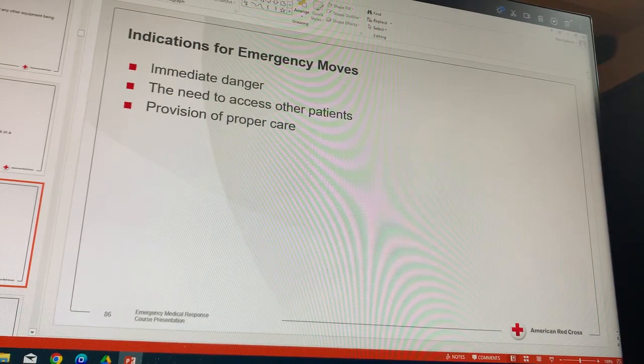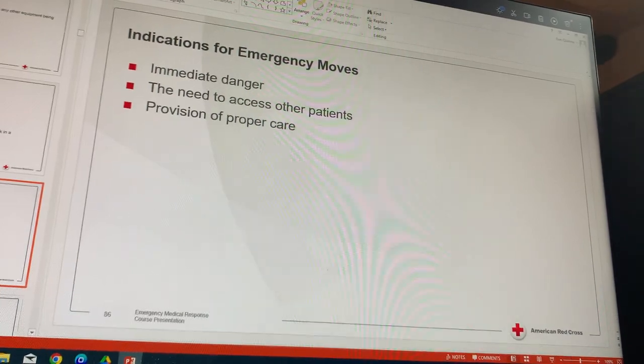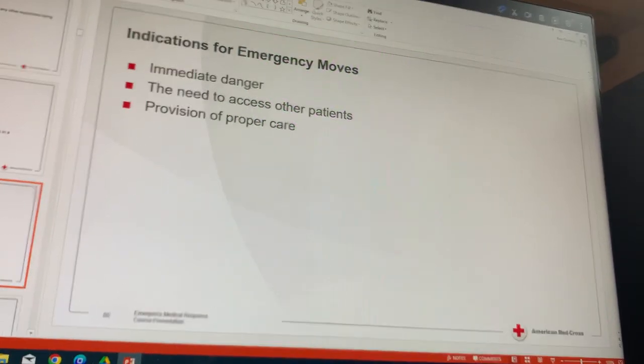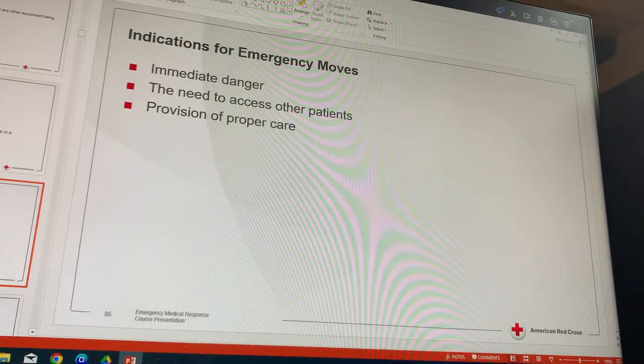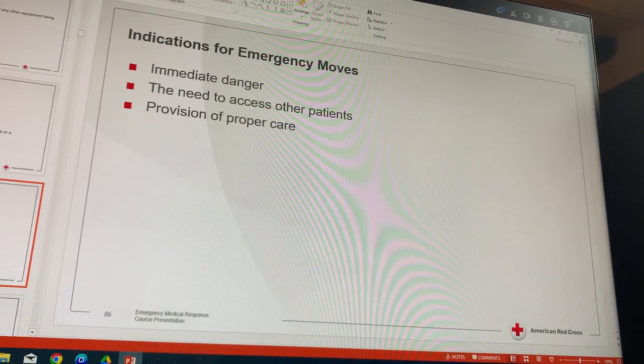Avoiding immediate danger. Danger to you or the patient from fire, close proximity of explosives, or other imminent hazards, lack of oxygen, risk of drowning, possible explosion, collapsing structure, or other reasons such as uncontrolled traffic hazards, civil unrest, or extreme weather conditions.